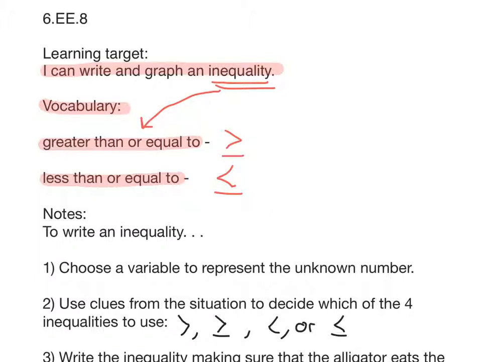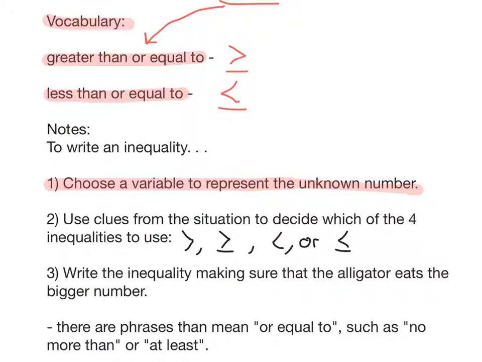Okay, so notes. To write an inequality, first thing you do is you choose a variable to represent the unknown number. The second thing you do is you use clues from the situation to decide which of the four inequalities to use. So we've got greater than, greater than or equal to, less than, less than or equal to. Thirdly, write the inequality making sure that the alligator eats the bigger number.